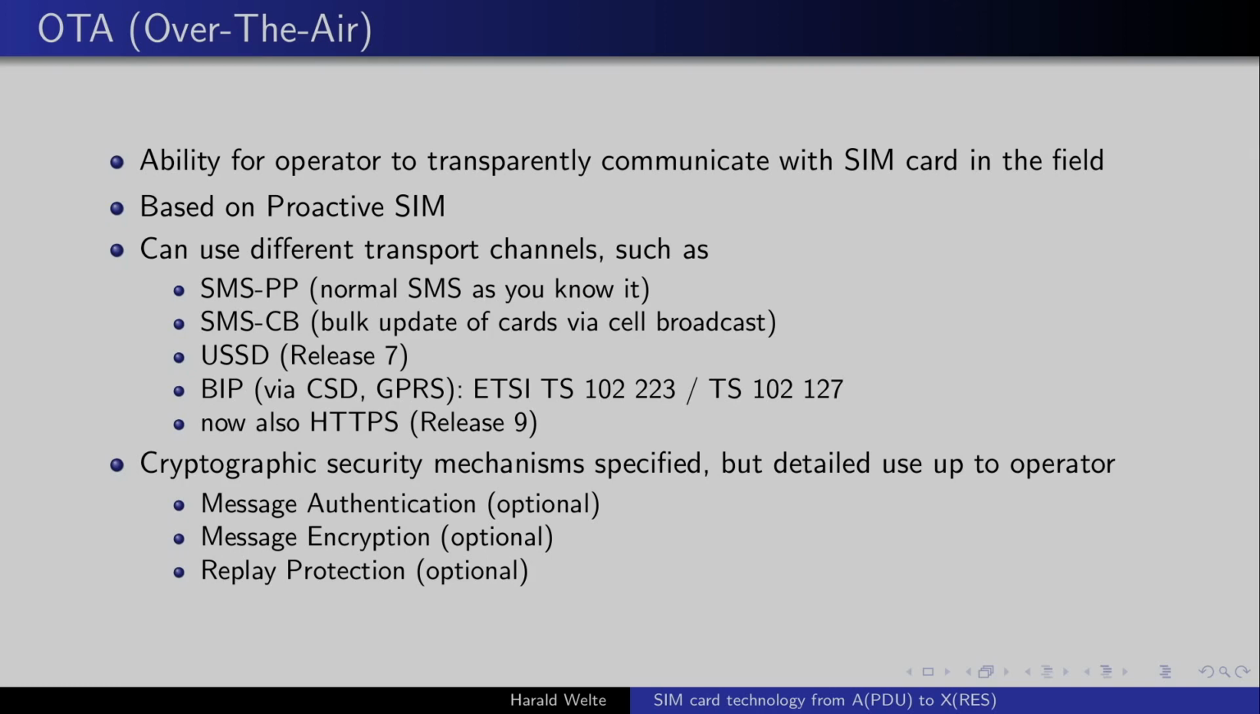Bulk updates to SIM cards via cell broadcast, which also would mean that they all have a shared key for authenticating these updates. But well, it's also specified for USSD from release 7 onwards of the specs, and then there's something new at that point called BIP, the Bearer Independent Protocol, that works over circuit switched data and GPRS. Some spec numbers if anyone is interested. And now, since release 9, that means since LTE is around, also over HTTPS. And I'll get to that in a couple of separate slides. There's actually a TLS implementation in SIM cards these days, believe it or not.